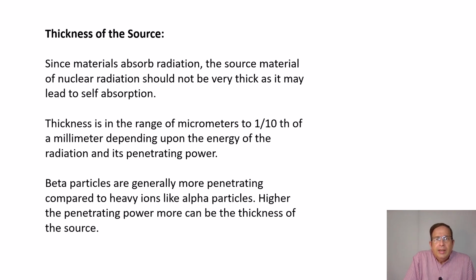So we can consider some elementary examples, like a beta particle is generally more penetrating compared to heavy ions like alpha particles. So beta particles are more energetic and more penetrating. So higher is the penetrating power, more can be the thickness of the source.